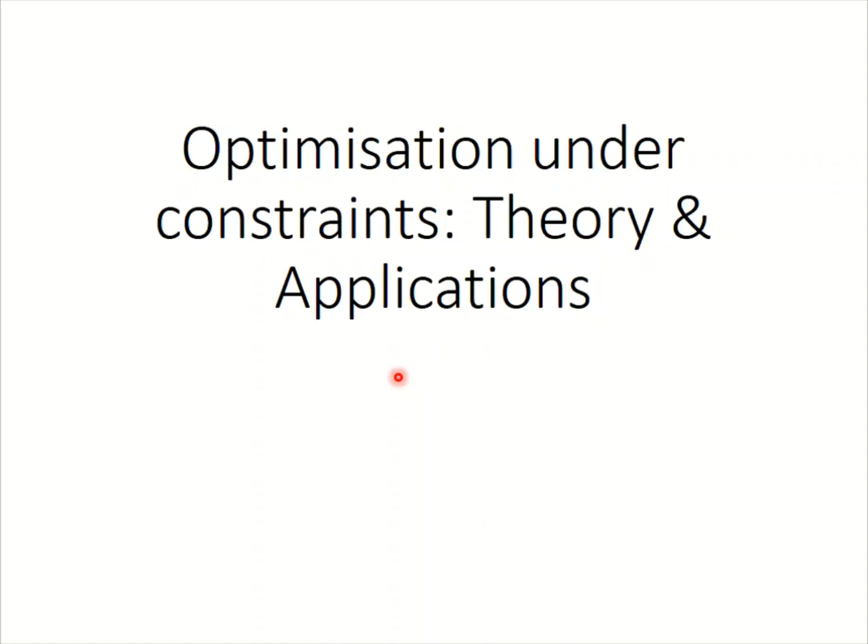In this topic, we're going to be looking at optimization under constraints, theory and applications. In our previous topic, our focus was on optimization problems with more than one variable. So for example, if we had a firm producing two goods, Q1 and Q2, we would identify the quantities of each good that the firm should produce in order to maximize profit, for example.